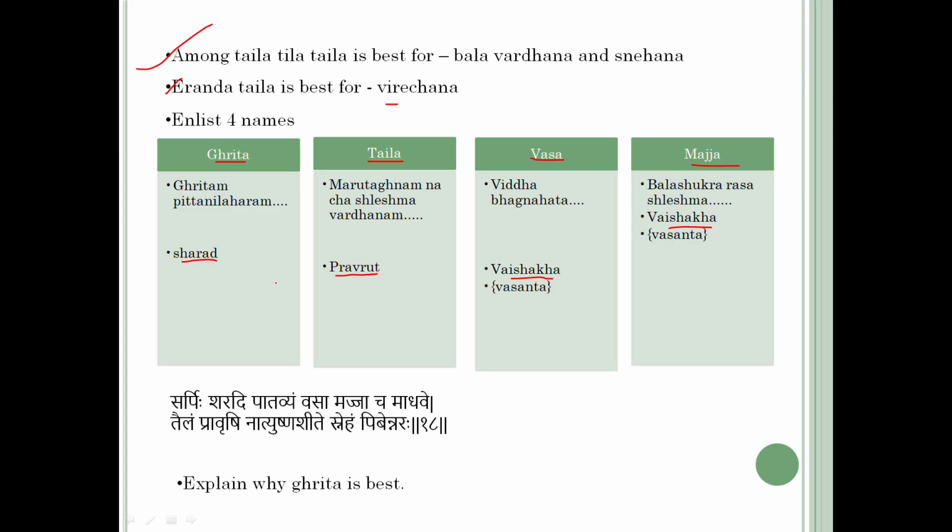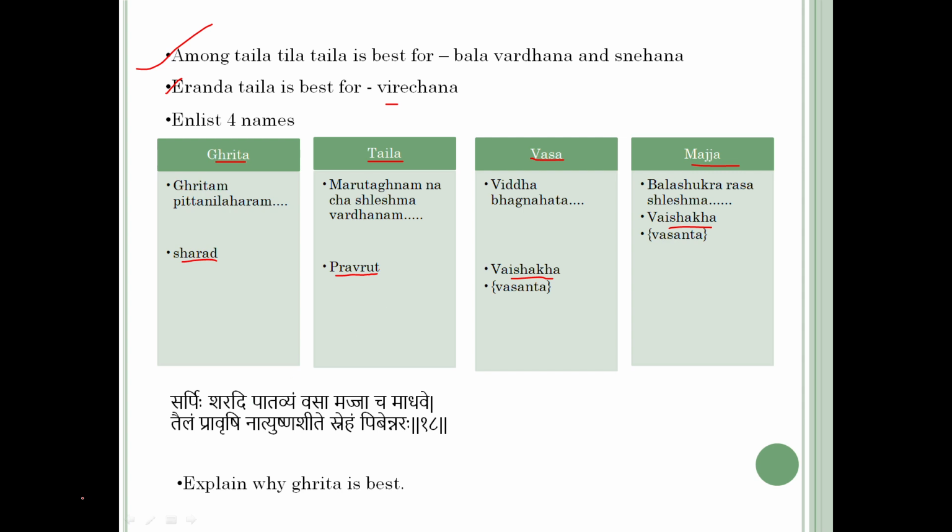So you can easily remember it because in Sharad Rutu Pitta Prakopa will happen, so Ghrita is best for Pitta. And in Pravrit Rutu, that is in Varsha, there will be Vata Prakopa, so Taila is best for that. And Vasa and Majja you are going to give in the Vasanta Rutu, where the Kapha Prakopa will be happening. So in this way you can easily remember in which Rutu which Sneha is indicated.